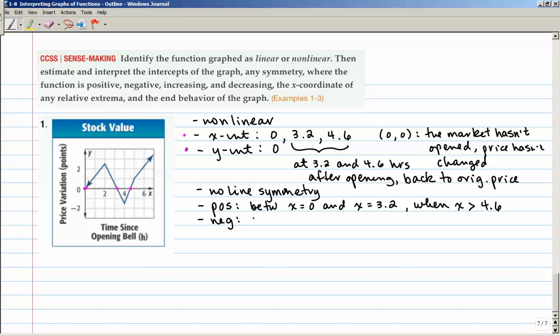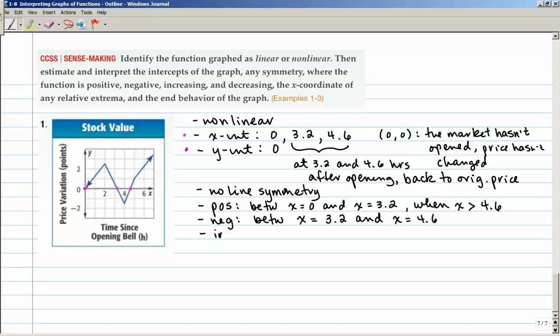My graph is negative when it's below the x-axis, and that's just going to be this region right here, and that's going to be between x equals 3.2 and x equals 4.6. That's just this little part down here.